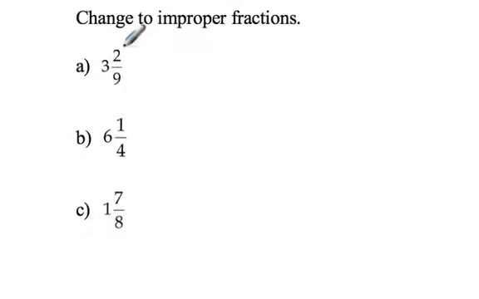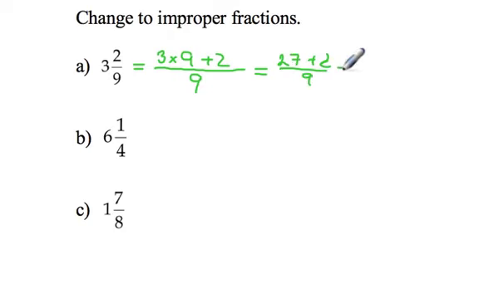Here we have to change a mixed number into an improper fraction. So the way we do it, we multiply 3 by the denominator, and then we add the 2, and the denominator will stay the same. So the denominator is 9, and in the numerator we have 3 times 9 plus 2, and that equals... 3 times 9 is 27. 27 plus 2 equals 29 ninths.